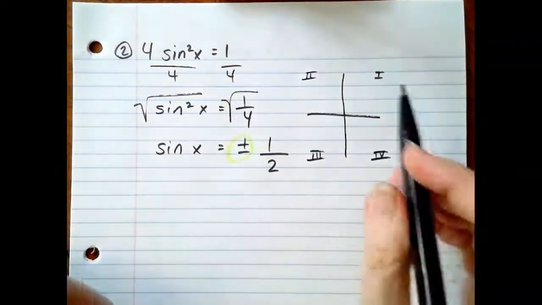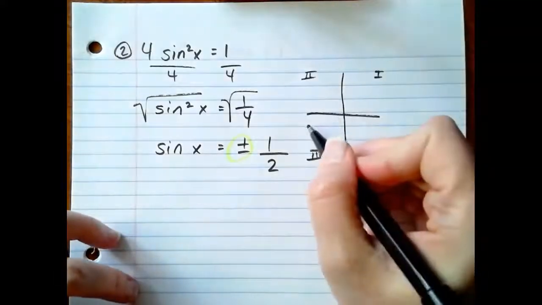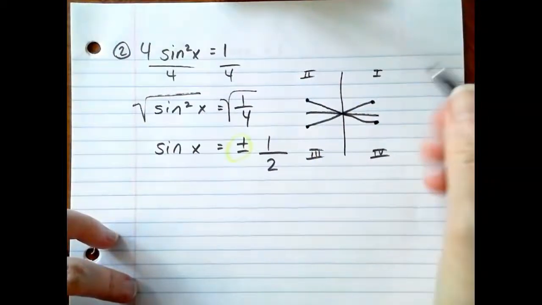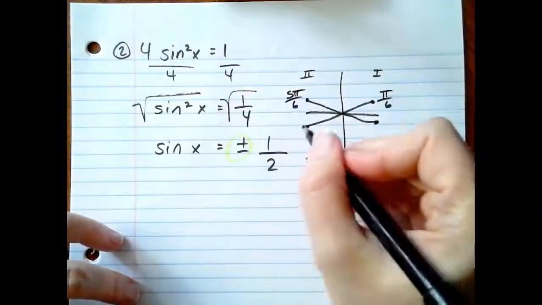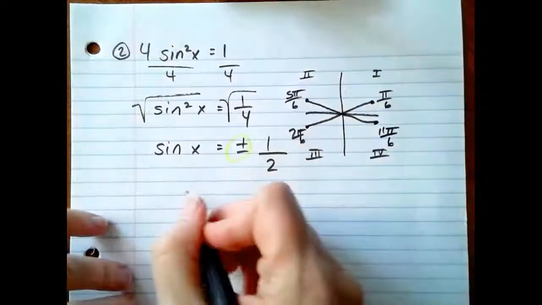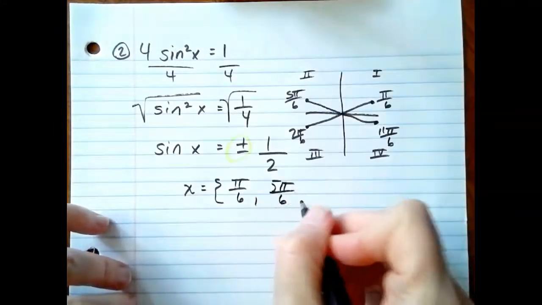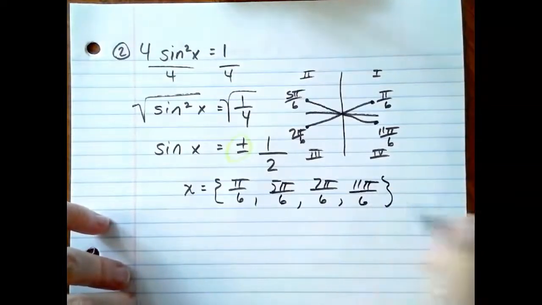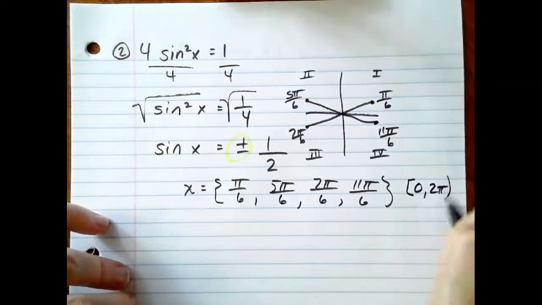So we're going to have a solution in every one of the quadrants, everywhere where the sine is equal to 1/2. That is going to be everywhere where we have a 30-degree reference angle, or pi over 6. So pi over 6, 5 pi over 6, 7 pi over 6, and 11 pi over 6. So x equals all of those solutions. And being that we're here, this, of course, is the list of specific solutions that exist within the slice of the domain from 0 to 2 pi.